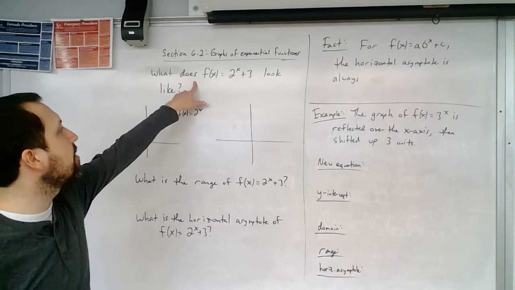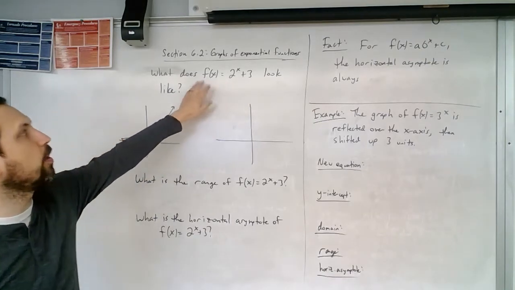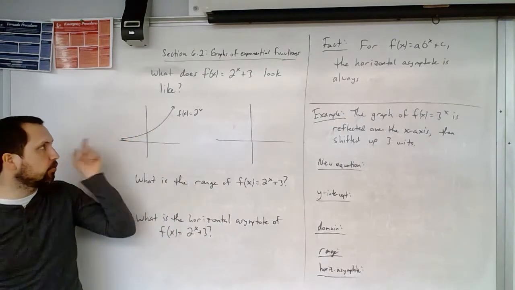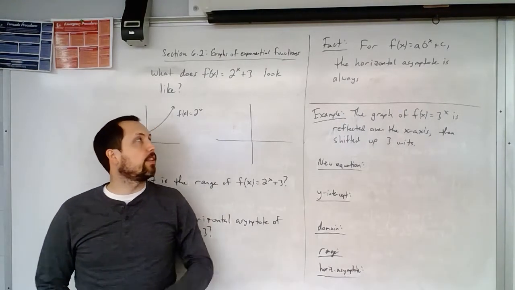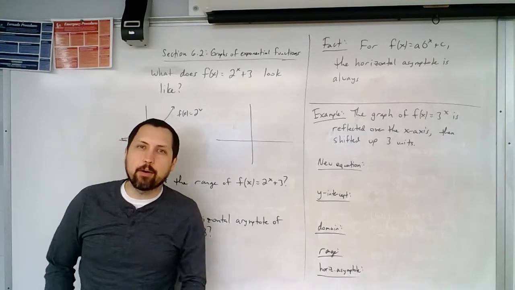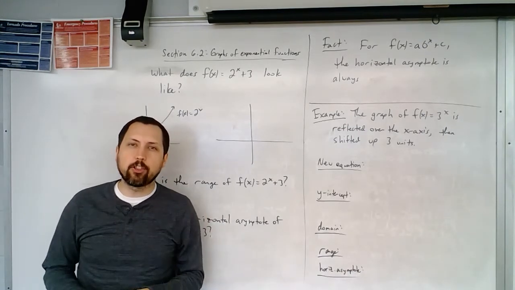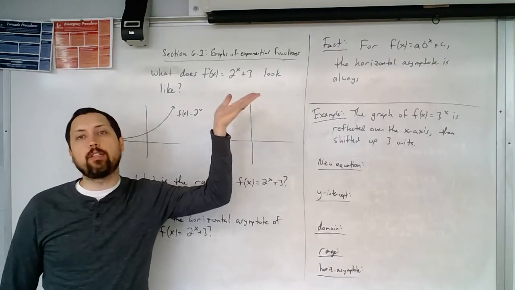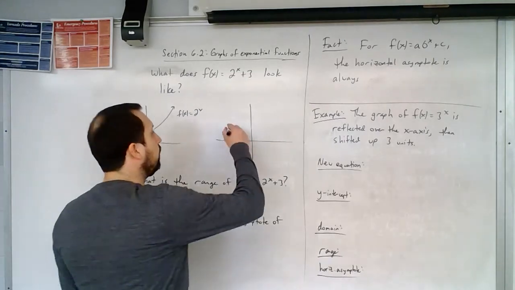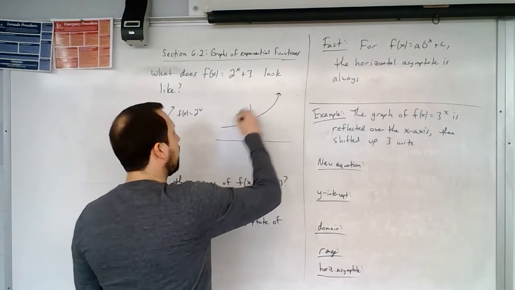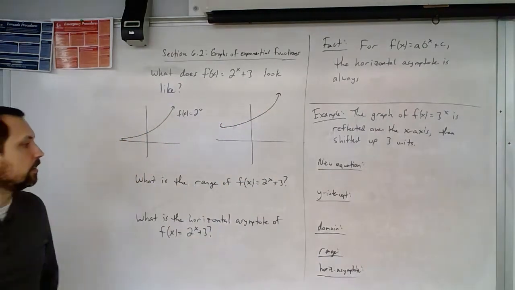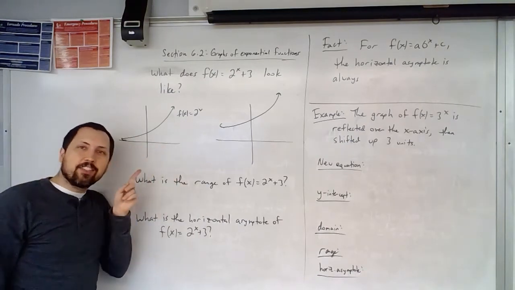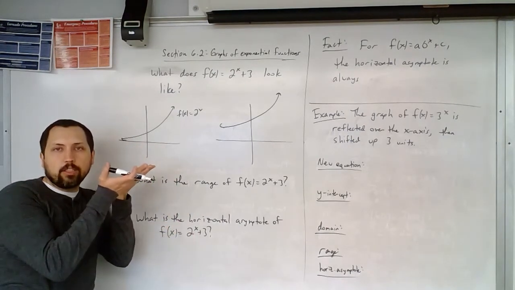For instance, if we look at f of x equals 2 to the x plus 3, what does this look like? Remember, we can start out with this graph of 2 to the x. We've seen that. When I add 3 to the outside, what type of graph transformation is occurring? This is going to be a vertical shift up 3 units. So now we have a graph that looks like the following. Every single thing is being shifted up 3 units.